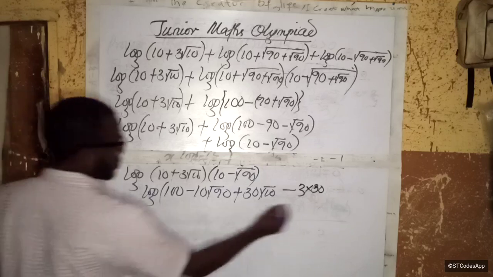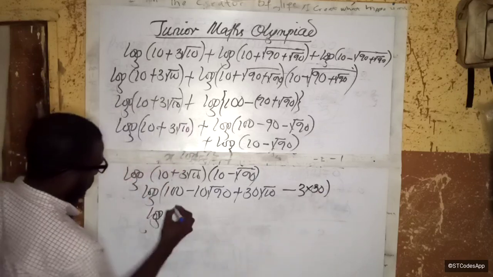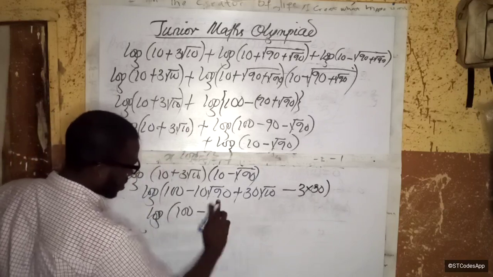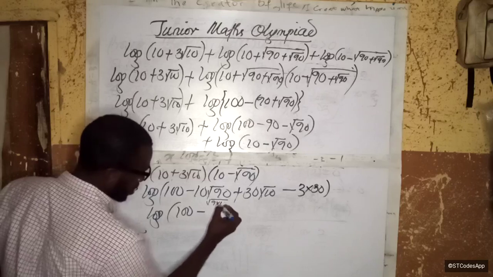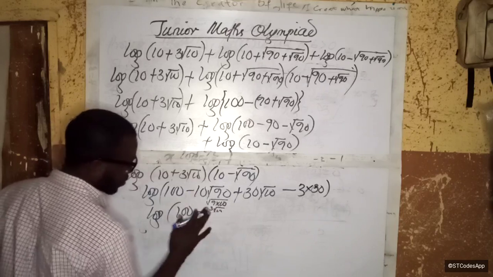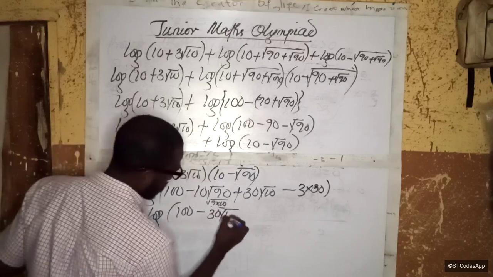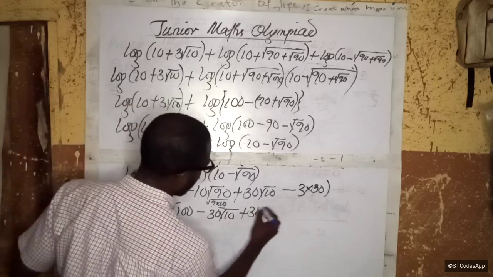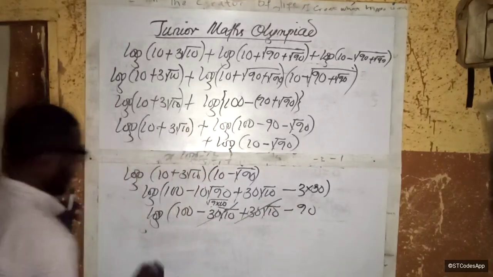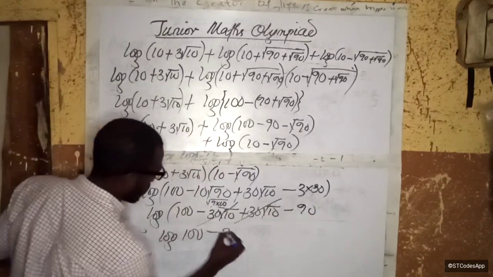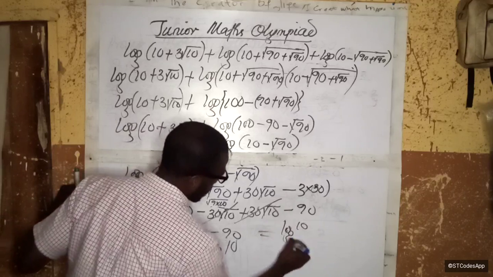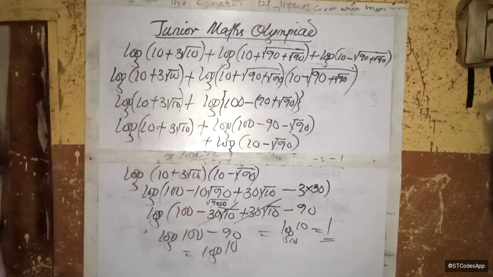Then from here we can have that log of 100 minus, this can be written in this form because this means root 9 by 10. So root 9 is 3, so that's 3 root 10. So 10 times 3 root 10 gives us what? 30 root 10. Is that okay? Then plus 30 root 10. So this takes care of this, right? And minus 90. So we therefore have log of 100 minus 90, which is log 10. So that becomes what? Log 10 to base 10 is 1. So that'll be it for this video.